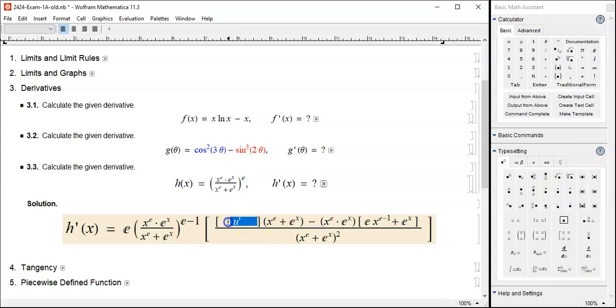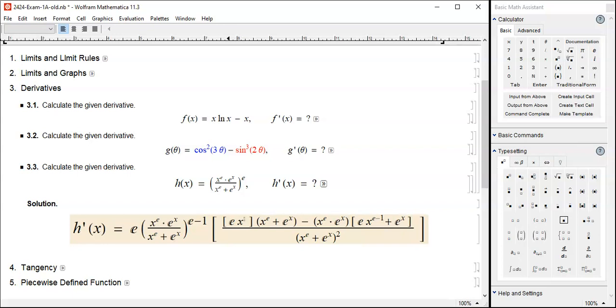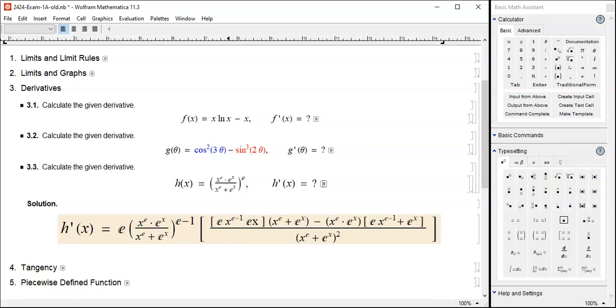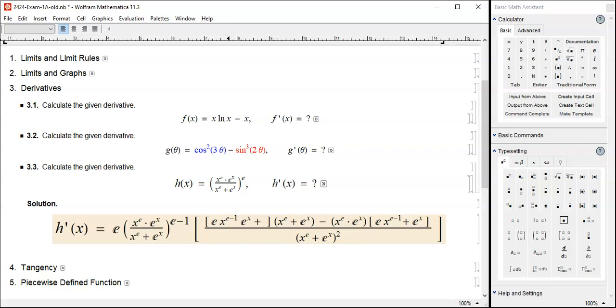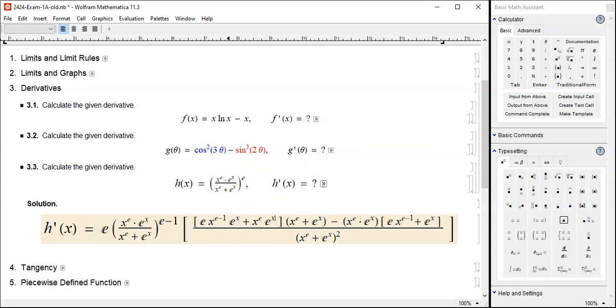Now, how about the derivative of the numerator? It's a product rule, so u prime, the derivative of the numerator, e x to the e minus 1 power, times the second function, plus first function times the derivative of the second function. Exponential just stays the same. And that completes the problem.